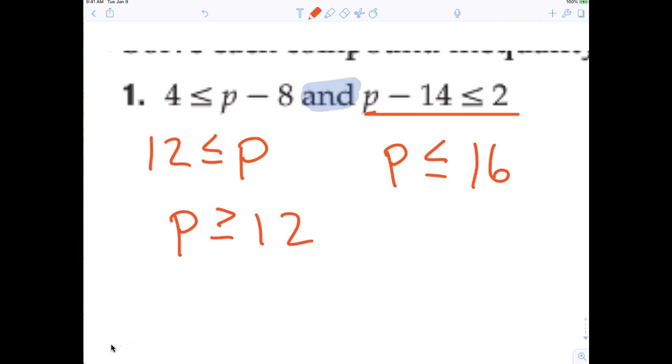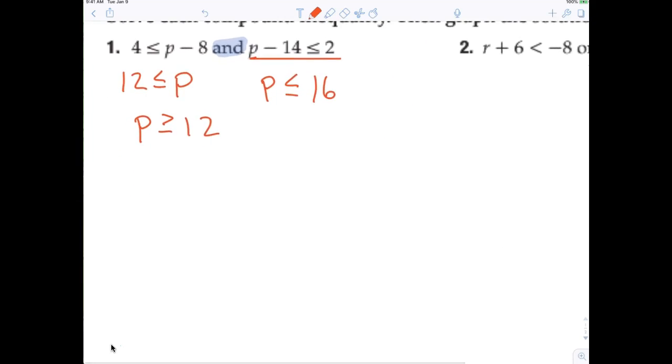All right? So now I'm looking at these two problems here, and on a number line, now we're gonna graph this on a number line. The two answers are what? 12 and what? 16. If I'm less than or equal to 16, I'm going in this direction. If I'm greater than or equal to 12, I'm going in this direction. So those of you guys who are paying attention, you already knew that was the answer.